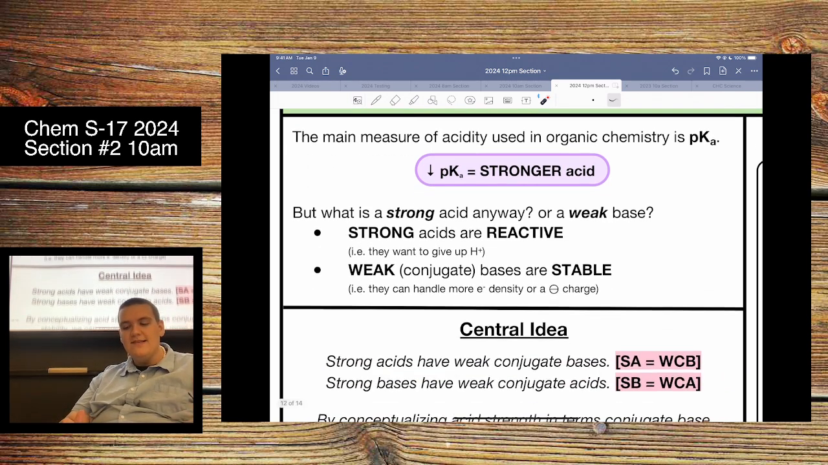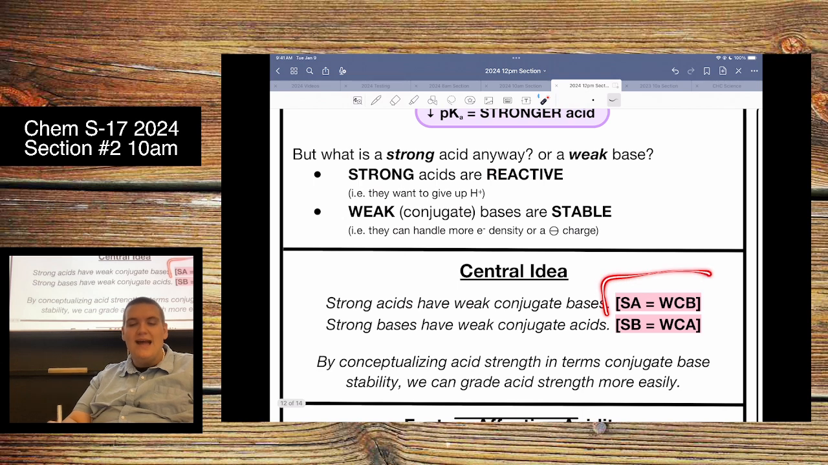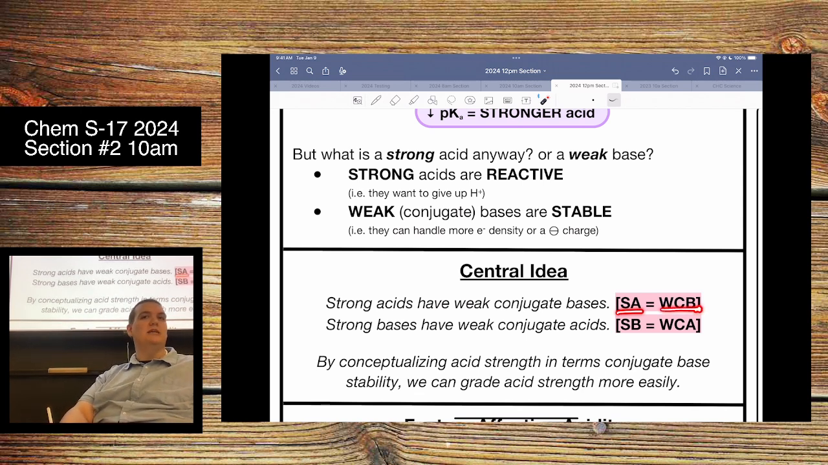And so one of the central ideas, and what I write on almost every acid and base question when I personally am working it out, is I write "strong acid equals weak conjugate base" as a tight abbreviation of a fact that I know is true. Strong acids have weak conjugate bases. Does that sound like a familiar fact from Gen Chem? Okay, good. So people have heard that sentence before.